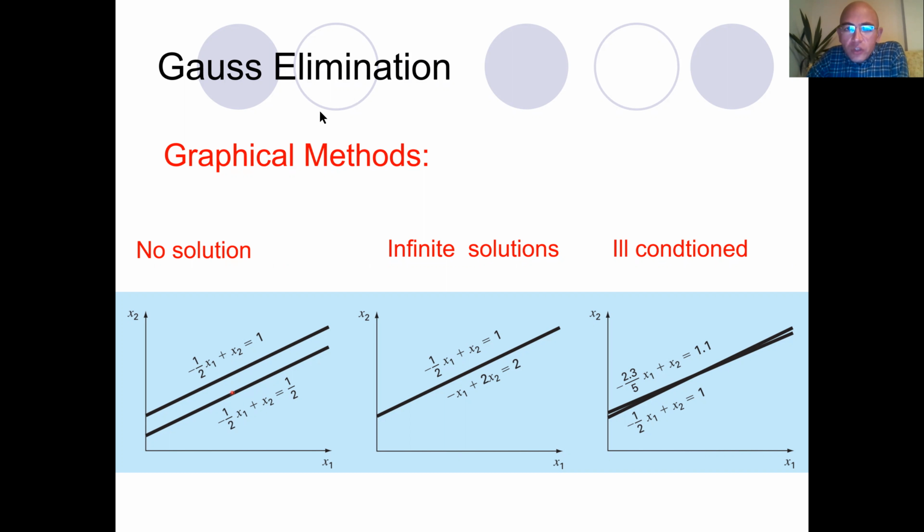As you see, the coefficients of x1 and x2 are the same, but only the right-hand sides are different. As a result, these two equations represent lines which are parallel and they do not intersect. What else?